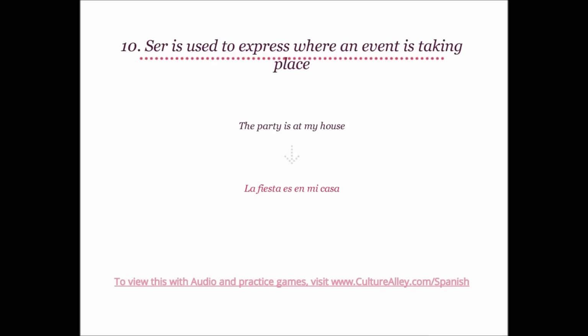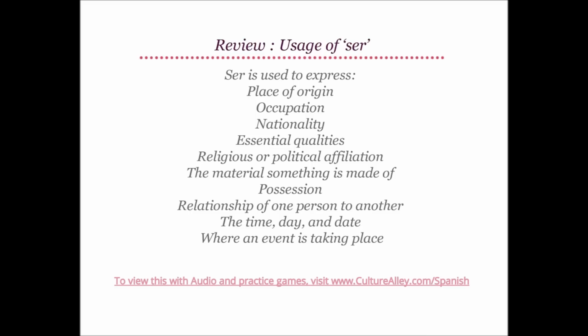Great! Let's review the scenarios for the usage of ser. Ser is used to express place of origin. It is used to express occupation. It is used to express nationality. It is used to express essential qualities. It is used to express religious or political affiliation. It is used to express the material something is made of.